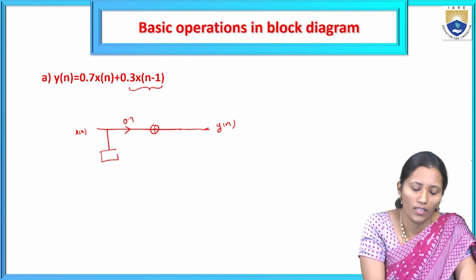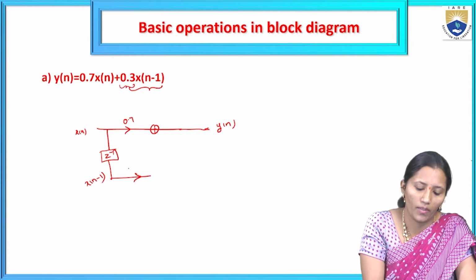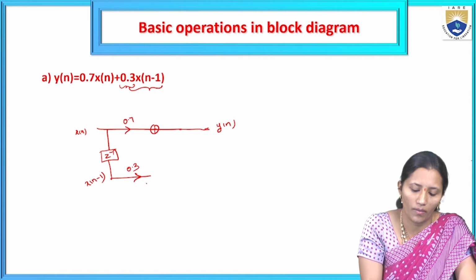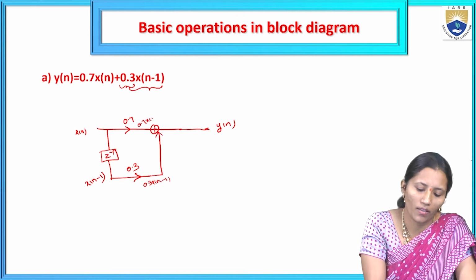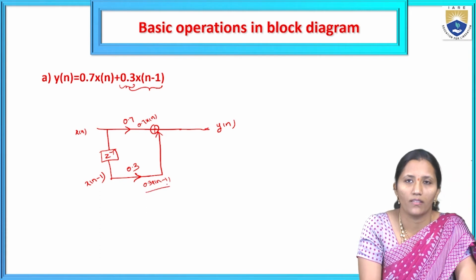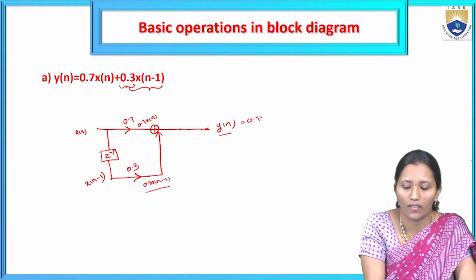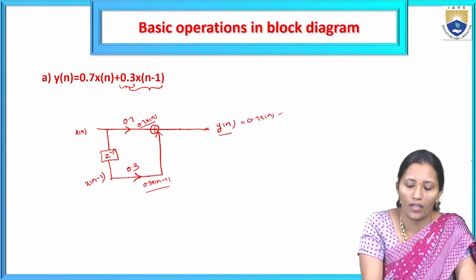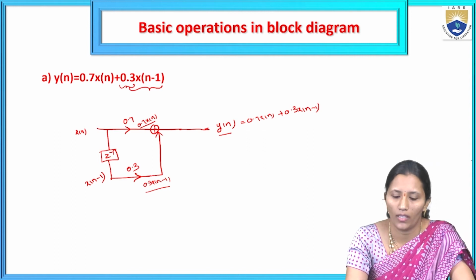So x of n is given to one delay element, and here we get x of n minus 1, and further the scalar multiplier is 0.3. So here we get 0.3 x of n minus 1, and this is given to the adder. One term is 0.7 x of n and another term is 0.3 x of n minus 1. These two are added, and that equals y of n. This is the block diagram representation for the given equation.